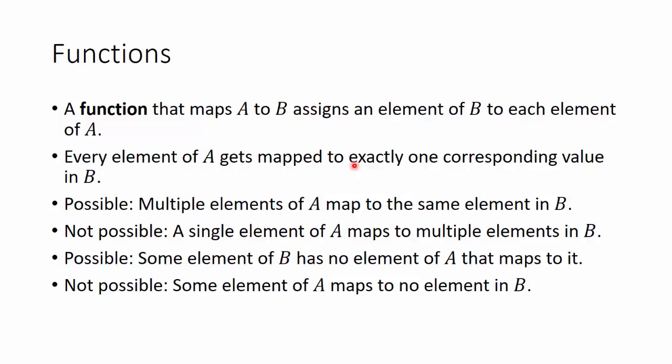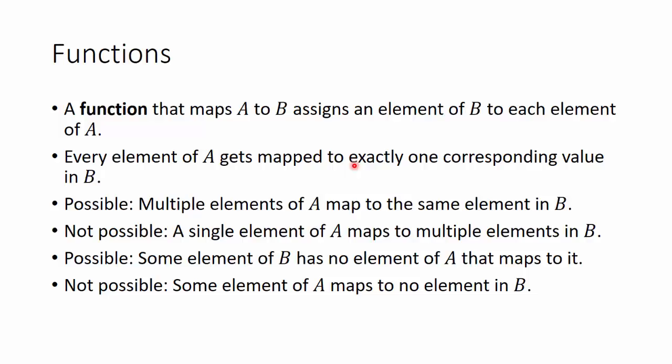This means that every element of A gets mapped to exactly one corresponding value in B. Now don't be confused. It is possible that multiple elements of A map to the same element in B. What's not possible is that a single element of A maps to multiple elements in B. See, that's because every element of A gets mapped to exactly one corresponding value in B.